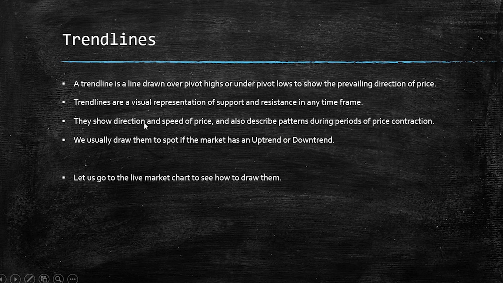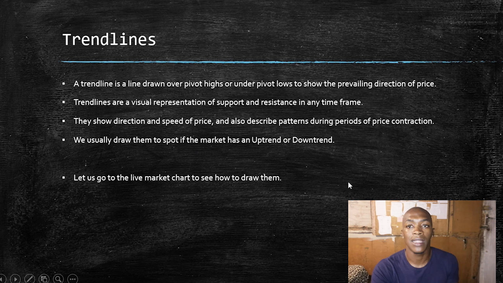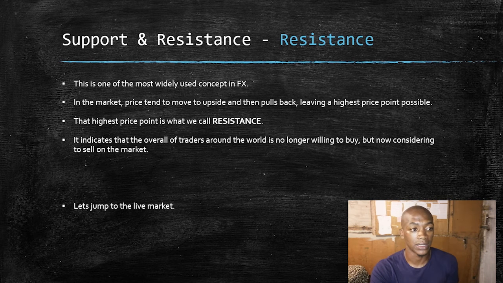Trend lines are a visual representation of support and resistance at any time frame. They show direction and speed of price and also describe patterns during periods of price contraction. We usually draw them to spot if the market is in an uptrend or a downtrend. On that live market chart I showed you, the area specifically had an uptrend because the market was going to the upside. I hope you understood this, guys. Let's move on to the next part.